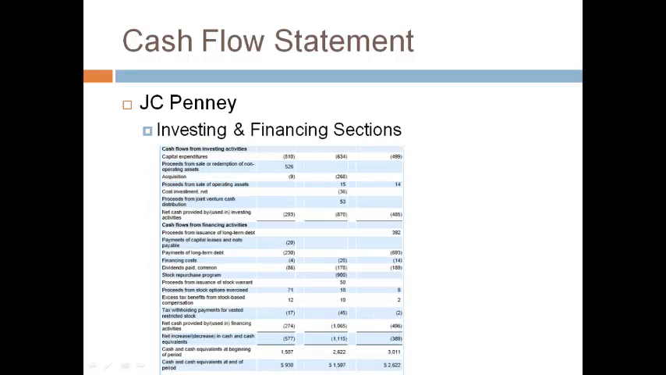You are now looking at the investing and financing sections of the cash flow statement for JCPenney. The investing section reports cash associated with changes in long-term assets. The capital expenditures line is cash paid for property, plant, and equipment. There are proceeds from sale of assets and cash paid for acquisitions. The financing section reports cash associated with changes in long-term liabilities and owner's equity. You should notice the payments on capital leases and long-term debt and the dividends paid to common shareholders.